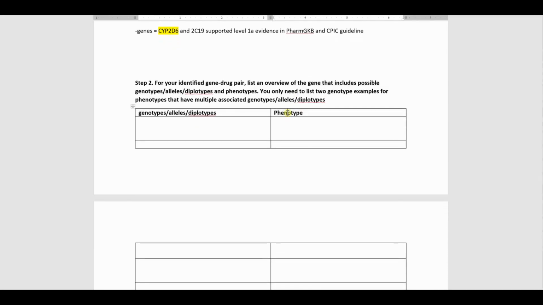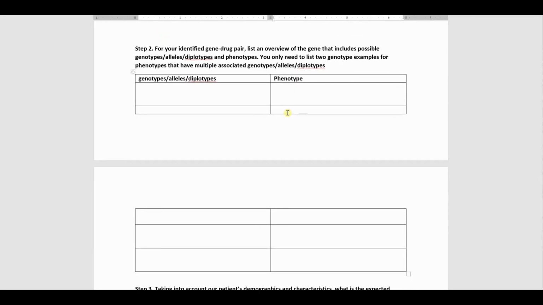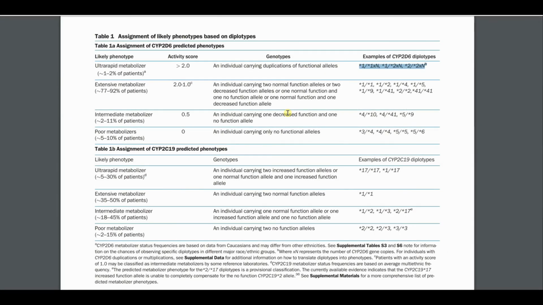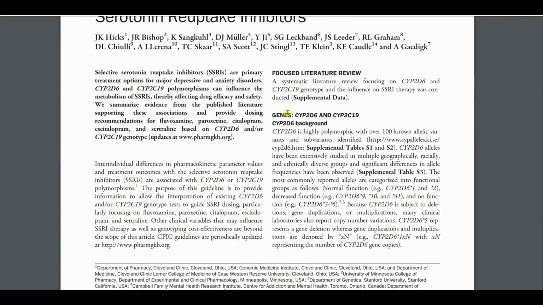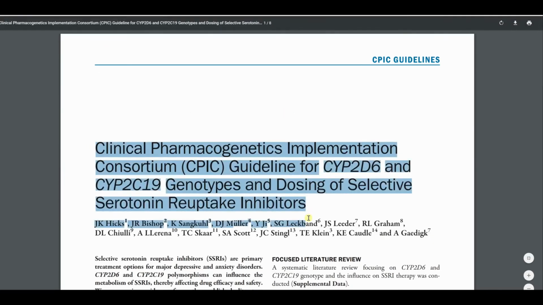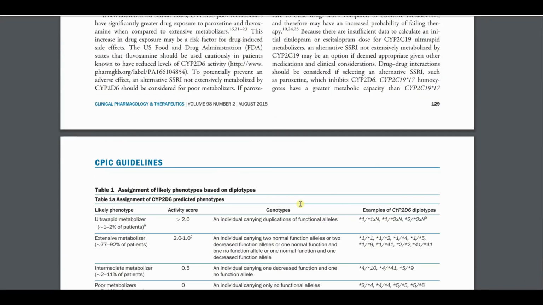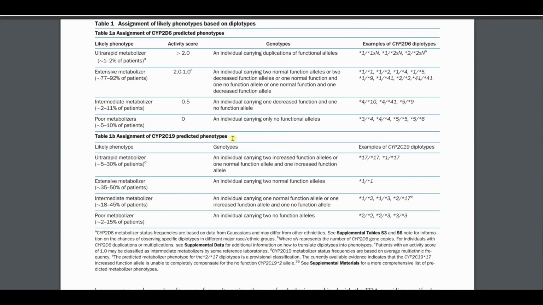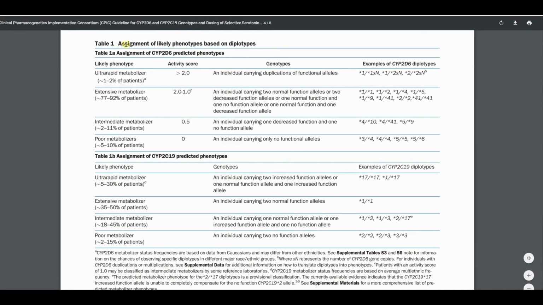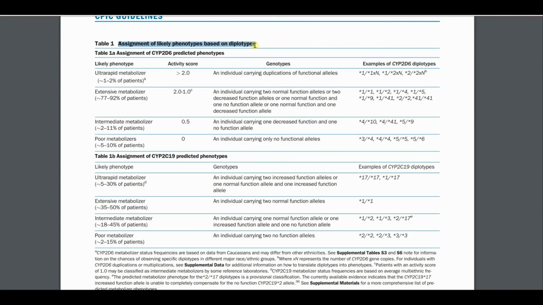So where do you go find this information? Go back to the resources I gave you before. The easiest area for me to find this information is in a CPIC guideline, right here, the CPIC guideline for CYP2D6 and 2C19 and SSRIs. If we scroll down to that first table where all that good information is, you'll see this is the assignment of likely phenotypes based on diplotypes, exactly what I'm asking you for in the table. Since we're only really interested in 2D6 in this patient case, because they're a normal metabolizer for 2C19, let's put that info for 2D6 into the table.